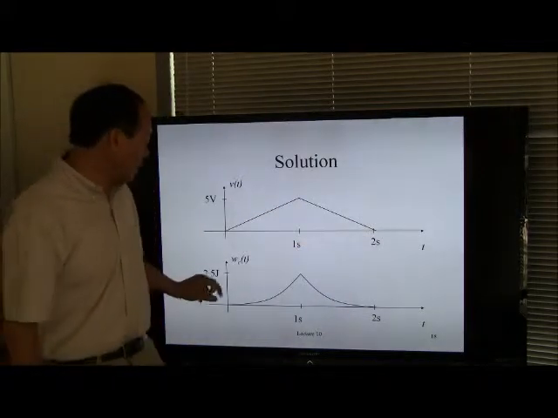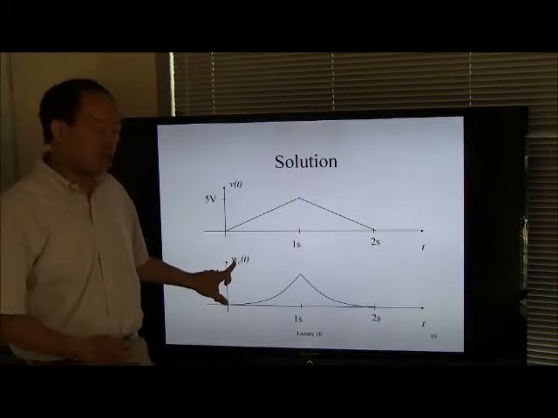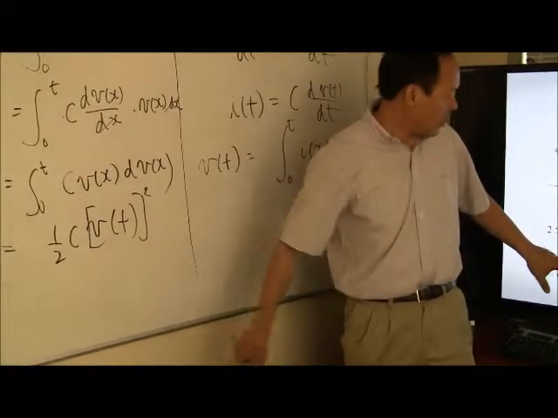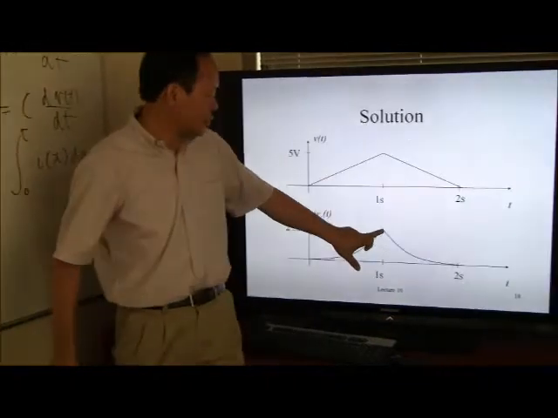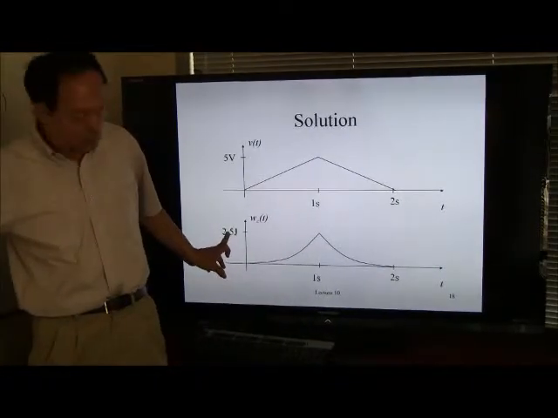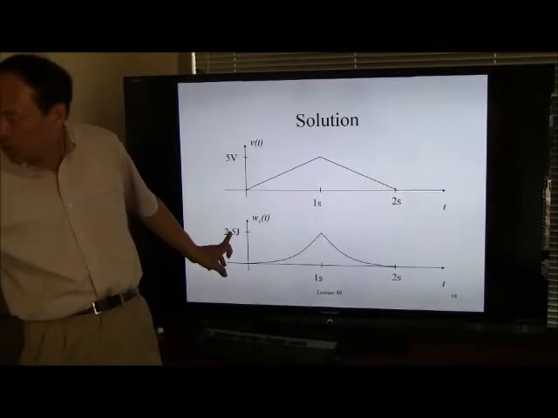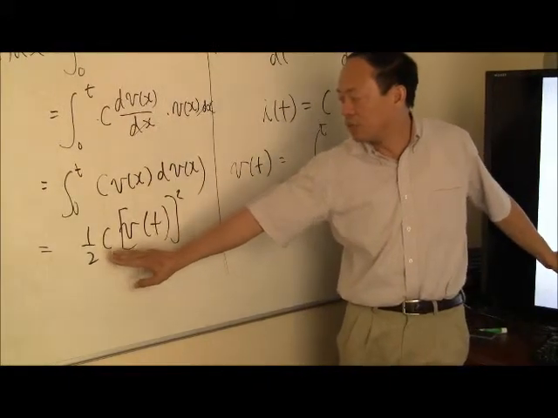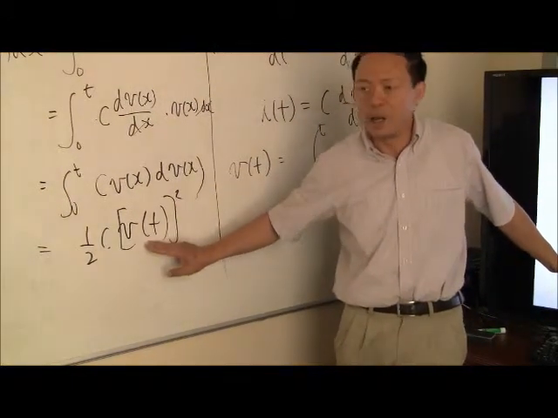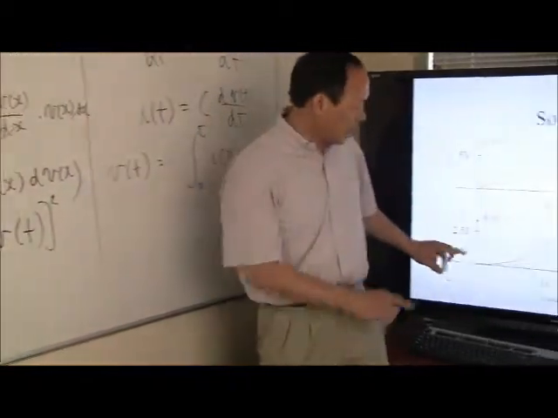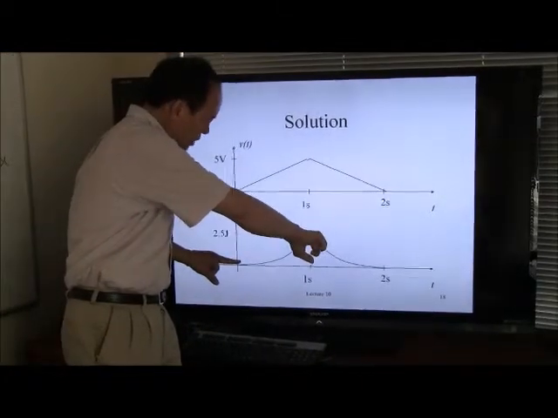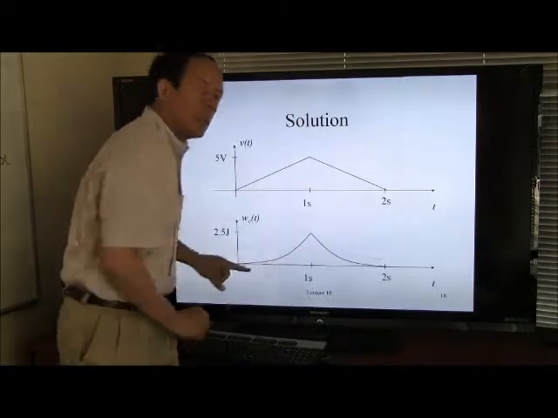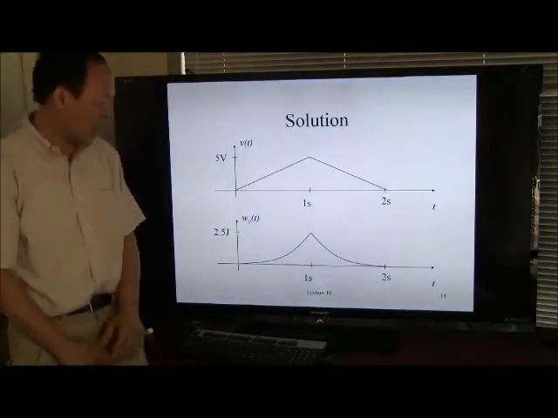If you look at the work imparted into the capacitor, we will have to use this equation, which is 1/2 C V squared, and therefore it increases from 0 quadratically to 2.5 joule. At the end, you have 5 volt and a 0.2 farad. You plug in the numbers, and 1/2 of C V squared is equal to 2.5 joule. So if you look at the curve here, it increases from 0 to a maximum of 2.5 joule in a quadratic manner, and then after that it decreases again to 0 after 2 seconds.